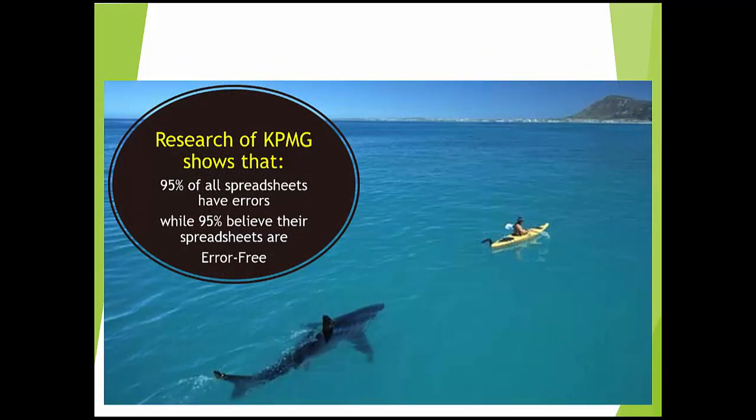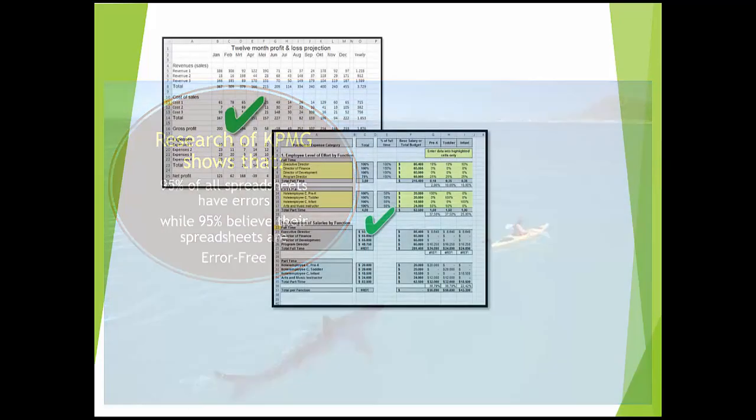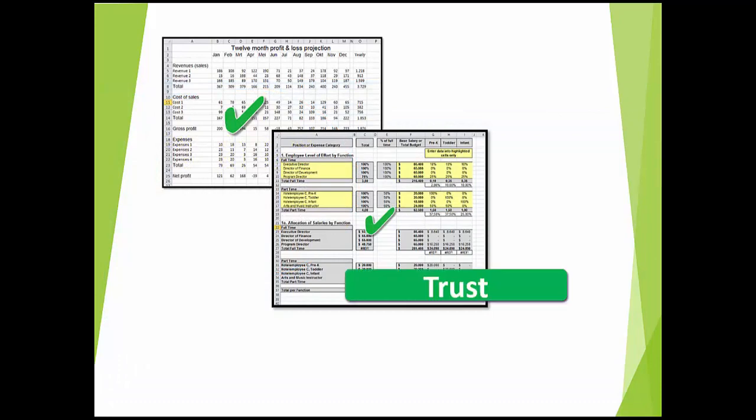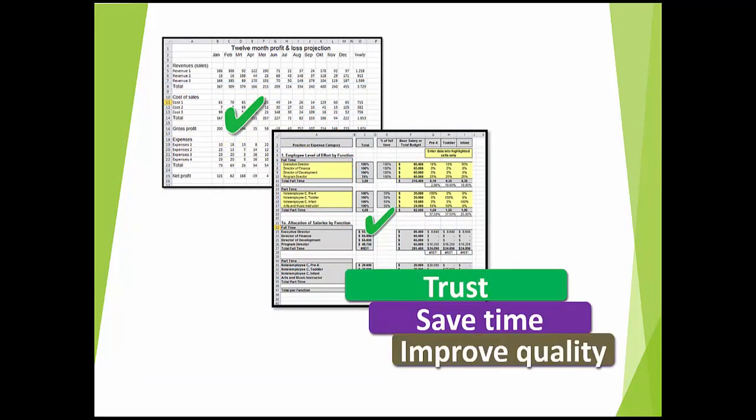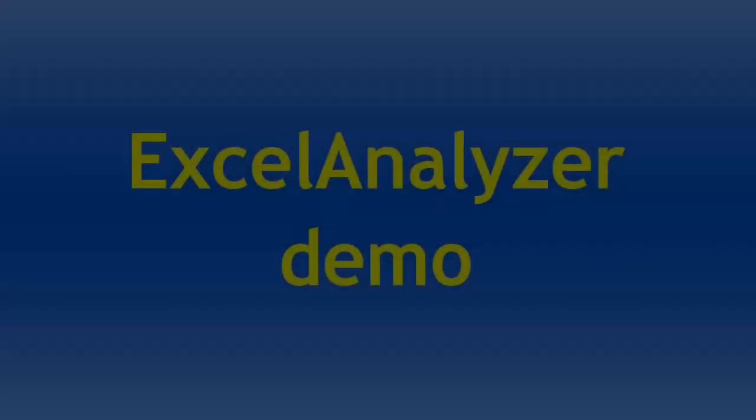Research of KPMG shows that 95% of all spreadsheets have errors, while 95% believe that spreadsheets are error-free. ExcelAnalyzer is all about trust, save time, improve quality, and reduce cost. Now let's jump to Excel and show you how to review spreadsheets with ExcelAnalyzer.